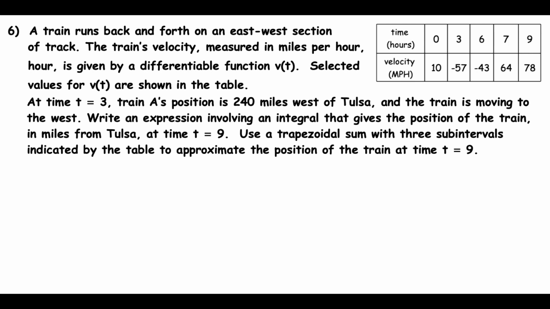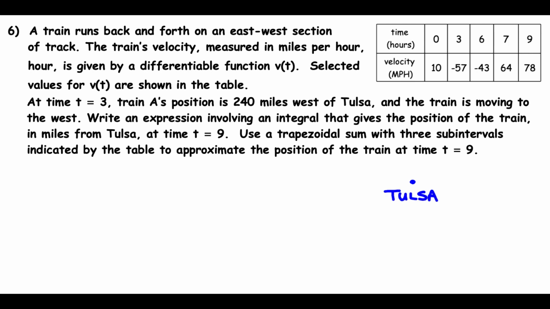Write an expression involving an integral that gives the position of the train in miles from Tulsa at time t equals 9. Then use the trapezoidal rule, find a trapezoidal sum with 3 subintervals indicated by the table to approximate the position of the train in relation to Tulsa at time t equals 9. So again, we want 2 things. We want an expression to be written, and then probably we'll take that expression, use some trapezoidal on it, and get an answer.